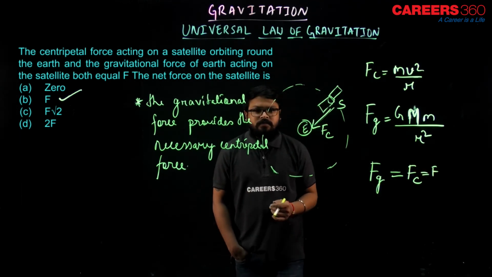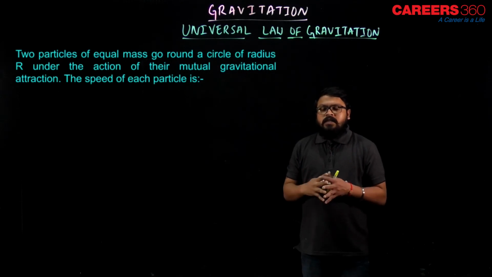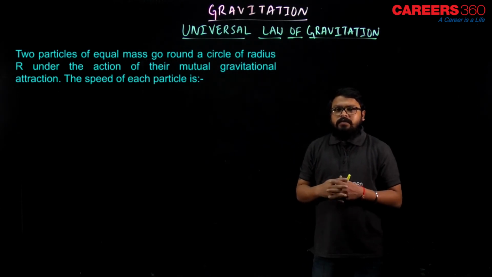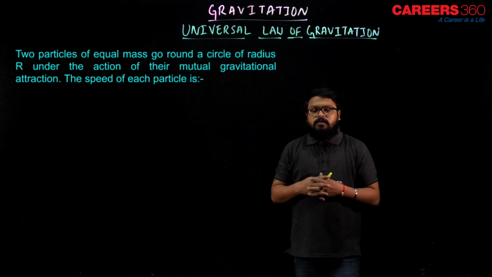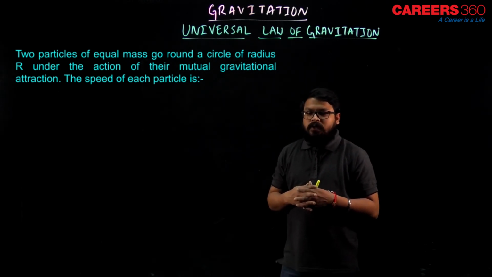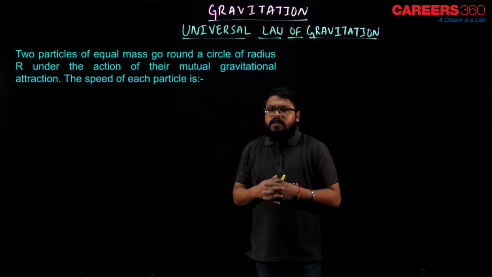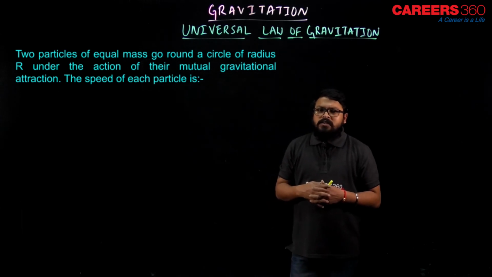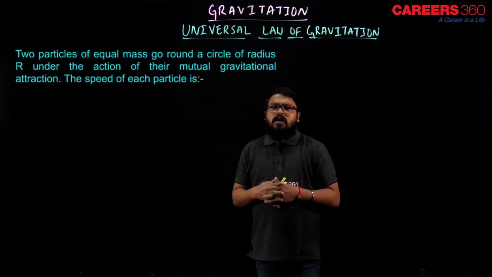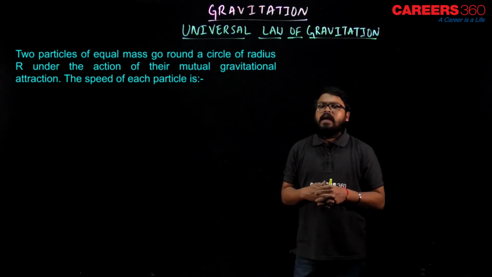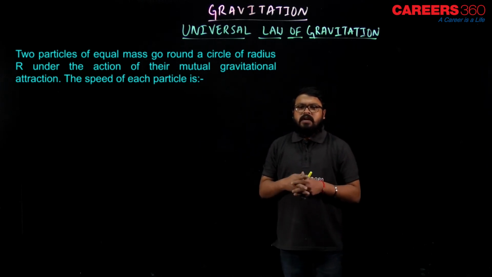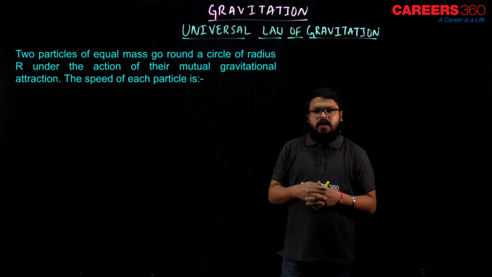Now let us see the last question based on the universal law of gravitation, that is F equals G m1 m2 upon r square. As you can see the question: two particles of equal masses go around a circle of radius r under the action of their mutual gravitational attraction. The speed of each particle is?